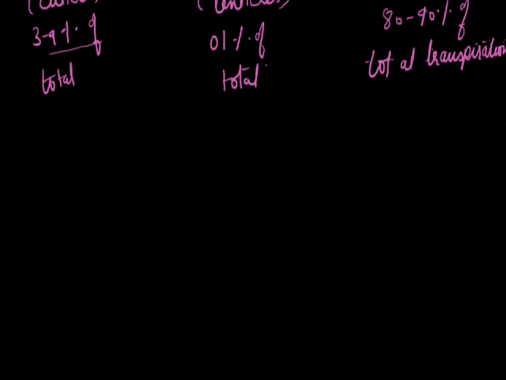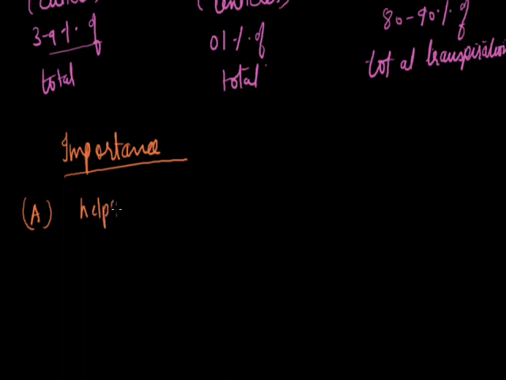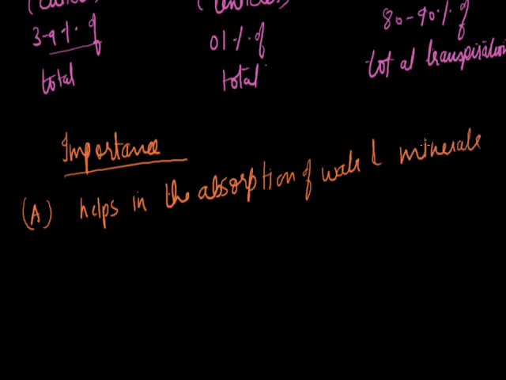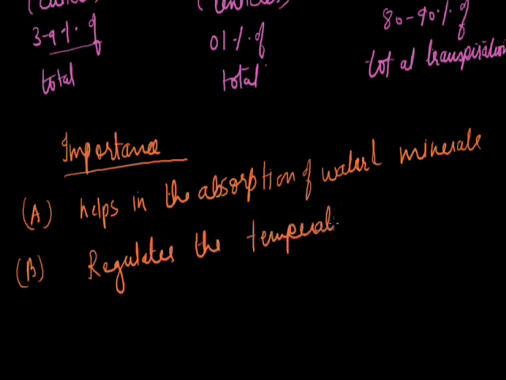Now let me discuss something about the importance of transpiration. Why it is important? Importance, or we can also say significance of the transpiration. The first and foremost importance is it helps in the absorption of water and minerals. Second important significance is it regulates the temperature of the plant.